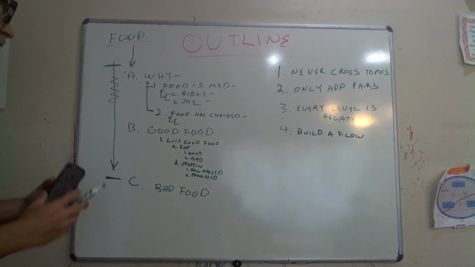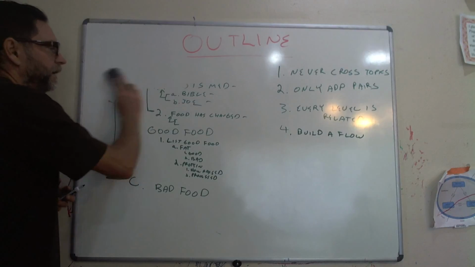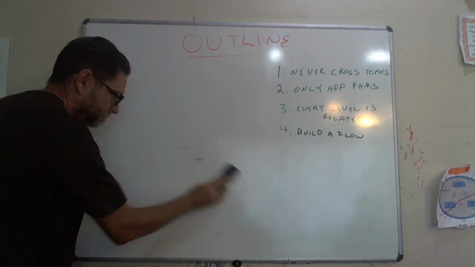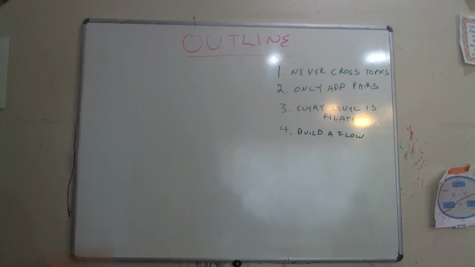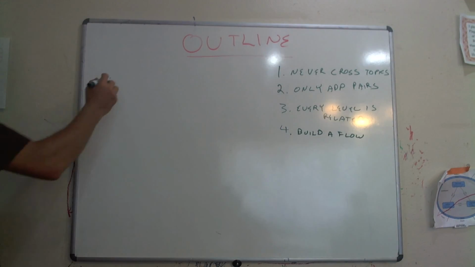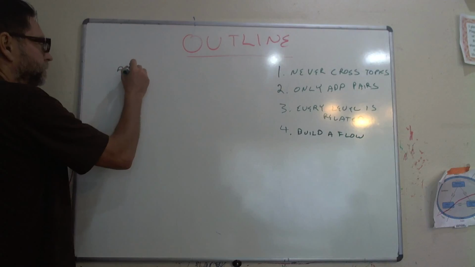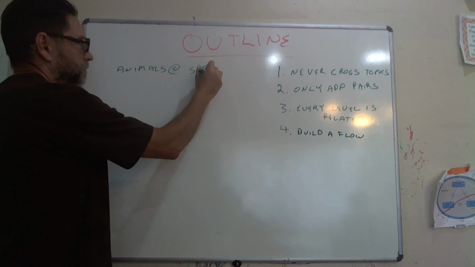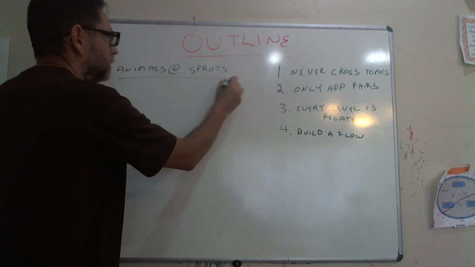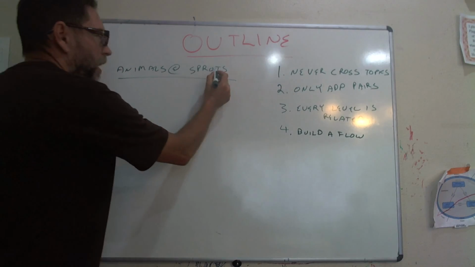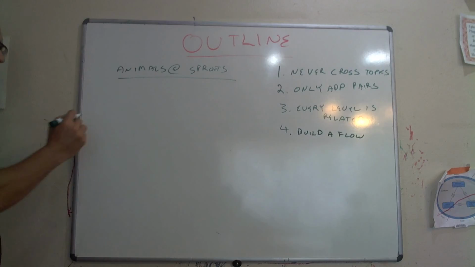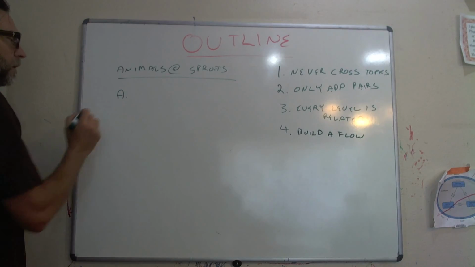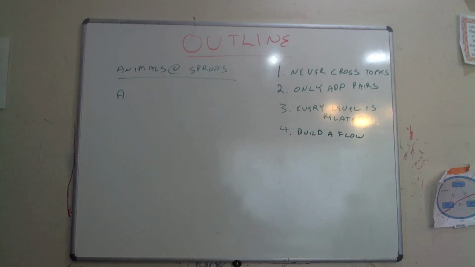Okay, so let's real quick, let's build an outline together. I want to build an outline about our farm animals. Okay? I'm going to call it Animals at Sprouts. Okay. What do you have for me? The first level is going to be a list of all the animals that we have. So what do we have?